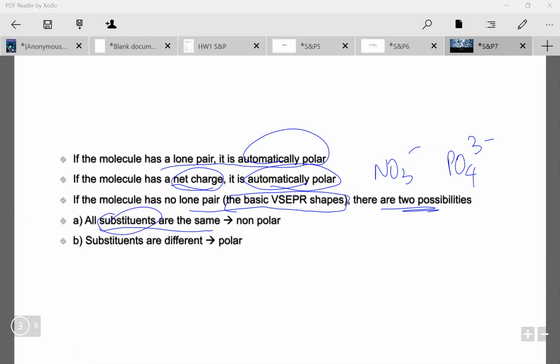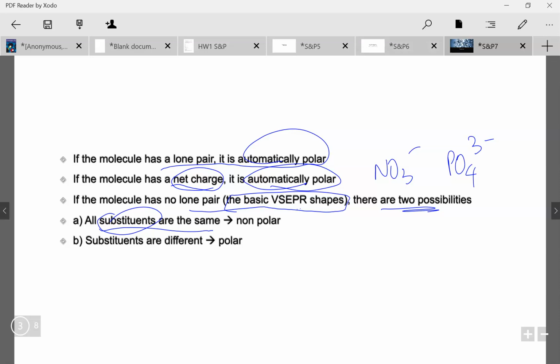Sorry. Yeah, substituents are the things that are hanging off. So the substituents in water would be the hydrogens, or the substituents in CF4 would be the 4 fluorines. Anything that's not the central atom is a substituent. Substituents are the things that are sticking out of the main body of the molecule. If the substituents are different, then it's polar. So we'll go over some examples and we'll see what we mean by this.